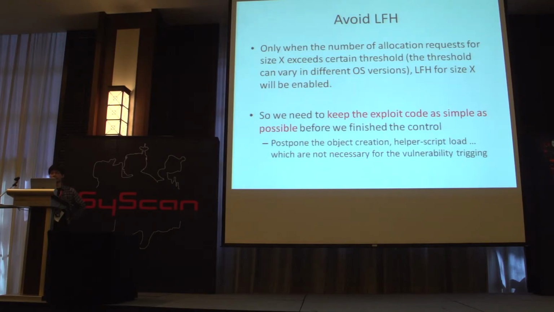When an allocation request of size x comes for the first time to a heap, the LFH for size x is not enabled yet. And LFH for size x will be enabled only when the number of allocation requests for size x exceeds some threshold. So if we keep our exploit code as simple as possible, we can avoid LFH before we finish the control. So basically, we need to postpone any operations that are not necessary for triggering the bug.